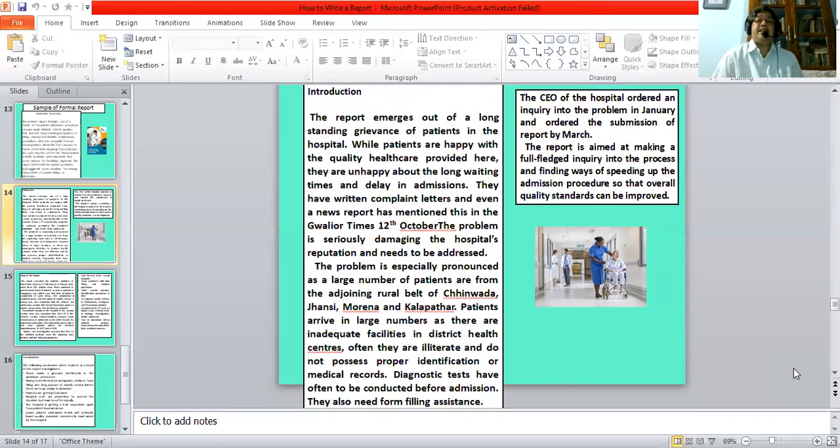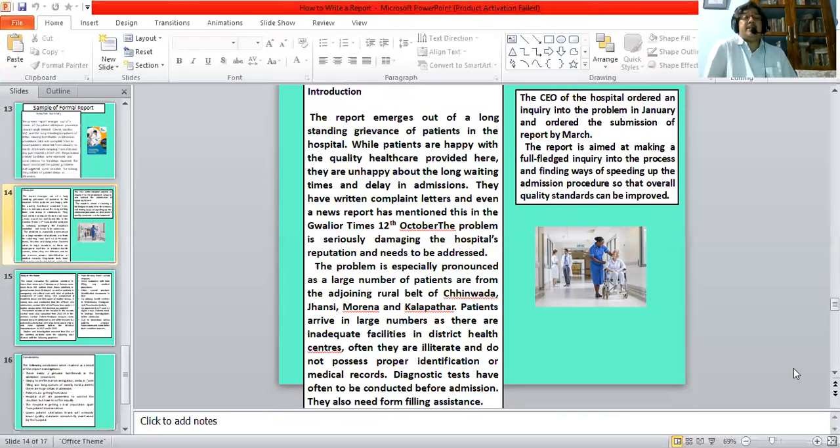The report emerges out of a long-standing grievance of patients in the hospital. While patients are happy with the quality healthcare provided here, they are unhappy about the long waiting times and delay in admissions. They have written complaint letters, and even a news report has mentioned this in the Gwalior Times of 12th October. The problem is seriously damaging the hospital's reputation and needs to be addressed. So this is the nature of the problem, and you can see how serious it is. This is what is given at the very beginning.